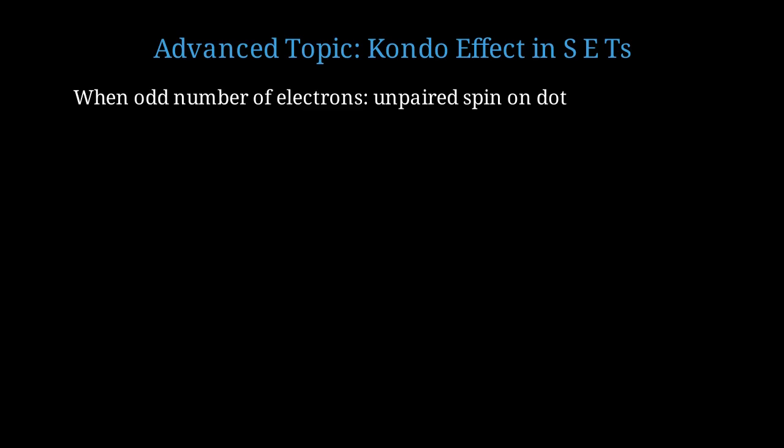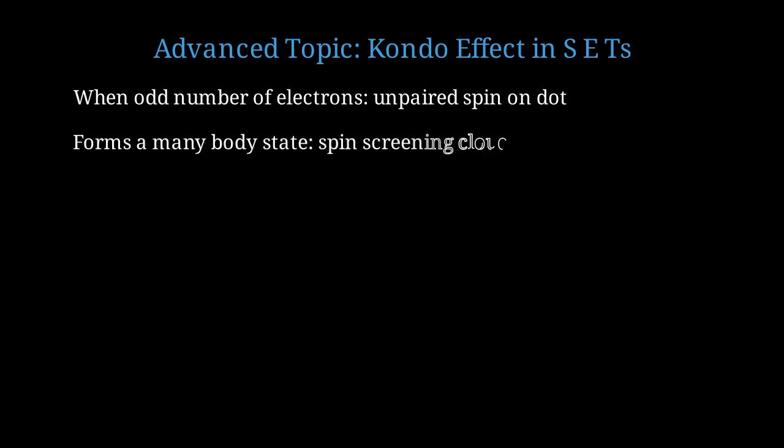Let me briefly mention an advanced phenomenon observed in SETs, the Kondo effect. When the quantum dot contains an odd number of electrons, there's an unpaired spin. At very low temperatures, this spin can interact with the conduction electrons in the leads. This creates a many-body correlated state called a Kondo resonance, where the dot spin is screened by a cloud of electrons from the leads. The characteristic temperature is the Kondo temperature Tk, which depends on the tunnel coupling gamma and the on-site Coulomb repulsion U through this exponential formula.